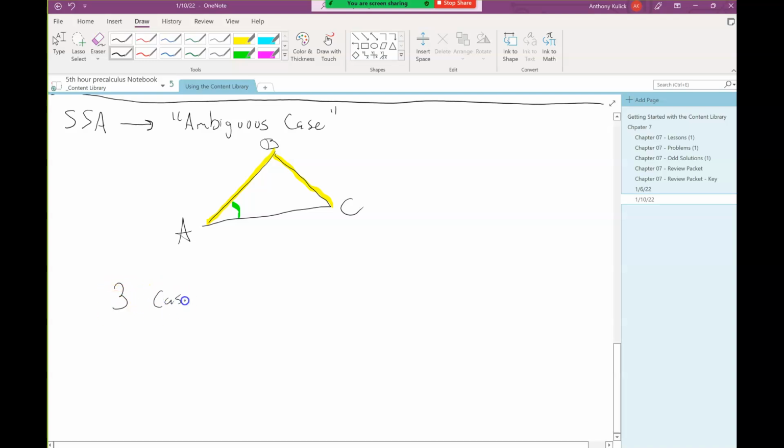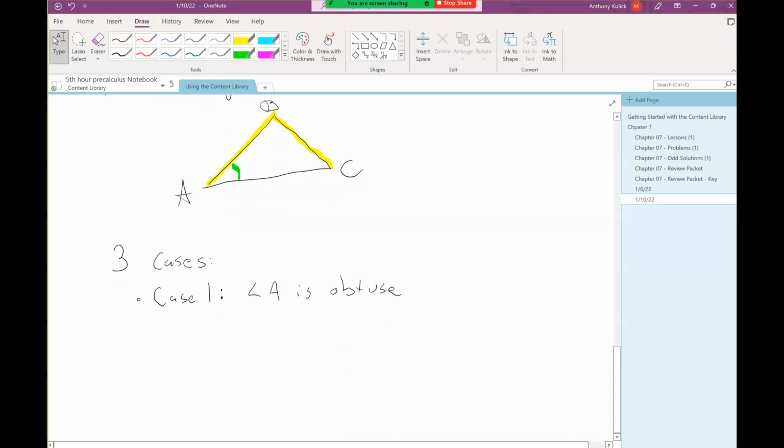So now we'll say we have 3 cases, where the first case is where angle A is obtuse. When I say obtuse, what does that mean? Greater than 90 and less than 180. Right?